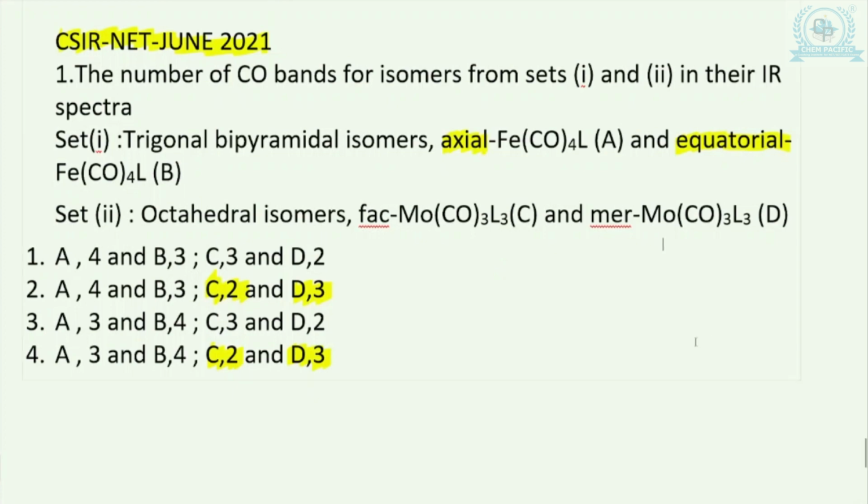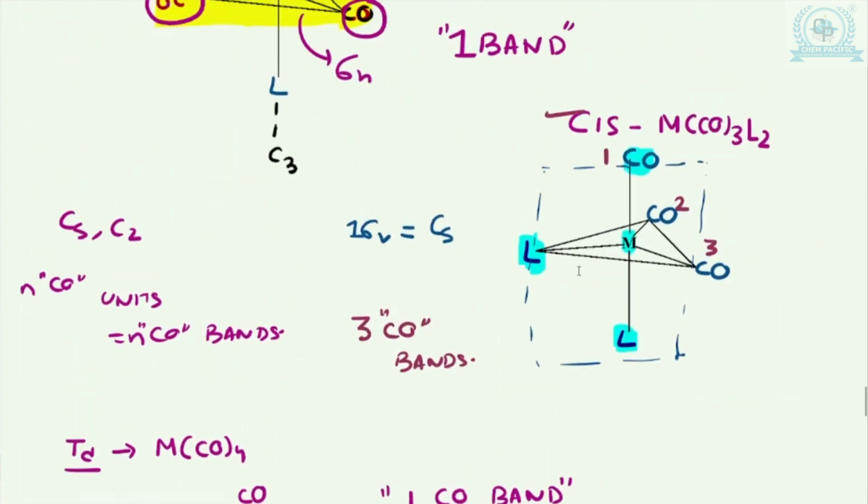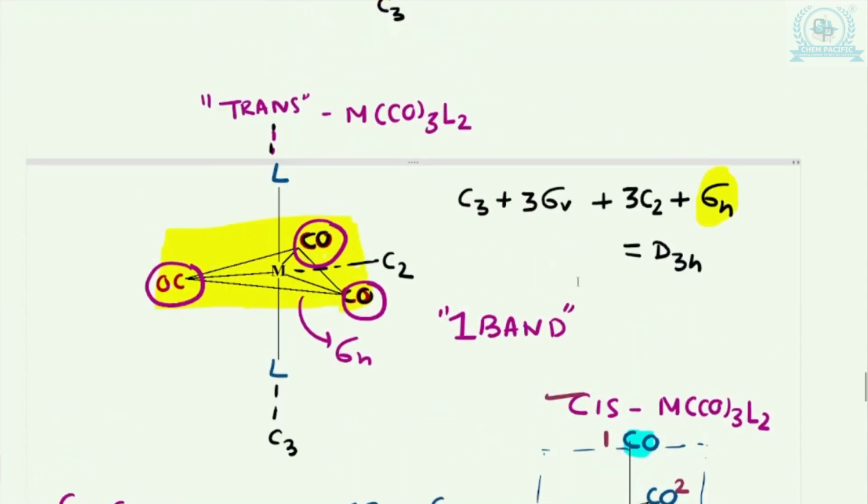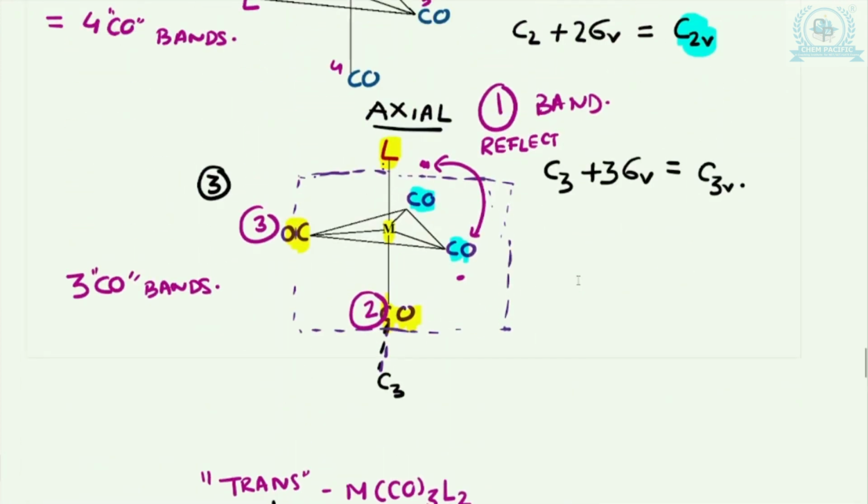सो एक्सियल में हमने क्या देखा था, वी हैव लेट मी रिकैप्चुलेट. सो दिस वन इज आवर एक्सियल, ठीक है. सो दिस वन इज आवर एक्सियल स्ट्रक्चर जहाँ पे वी हैव सीन इट वॉज आवर MCO3L2 एंड इट वॉज आवर एक्सियल आइसोमर. तो वहाँ पे हमने देखा इट रिजल्टेड इन द फॉर्मेशन ऑफ थ्री CO बैंड्स. आई ऑलरेडी डिस्कस्ड विथ यू सो आई एम नॉट repeating it.